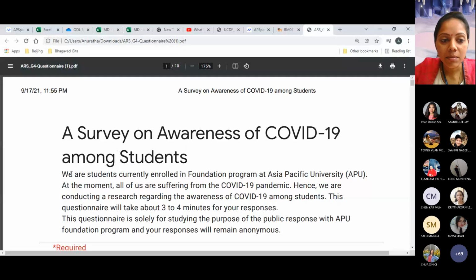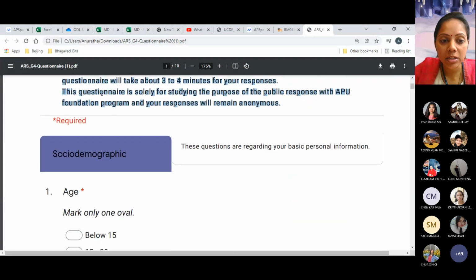So this is the title. Remember, just now in the lecture, I said your aim must be clear. Aim of the questionnaire. This is the aim. You could put all questions as required questions so that you get maximum output from the respondents. This is what we mean by demographic profile.